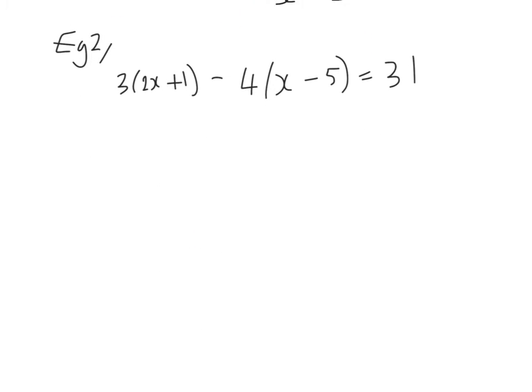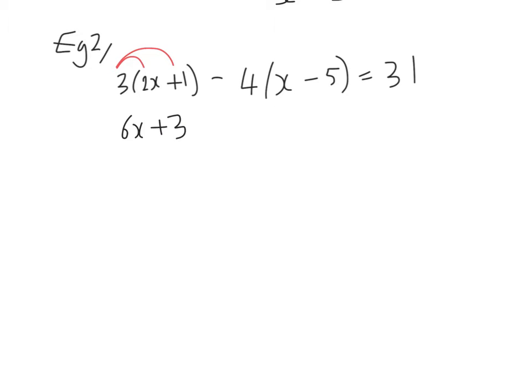Example 2. We have to solve 3 lots of 2x plus 1, or 3 times 2x plus 1, take away 4 times x minus 5, which is equal to 31. So we start off again by expanding brackets. Here we have 2 sets of brackets. So we can expand the first set. We would get 3 times 2x, which is 6x, 3 times 1, which is 3.